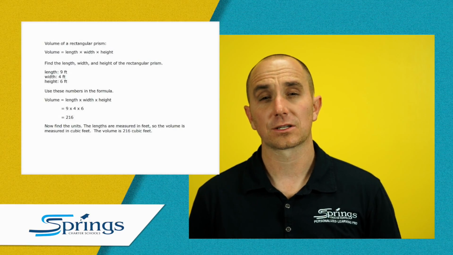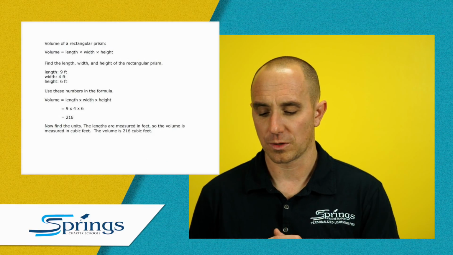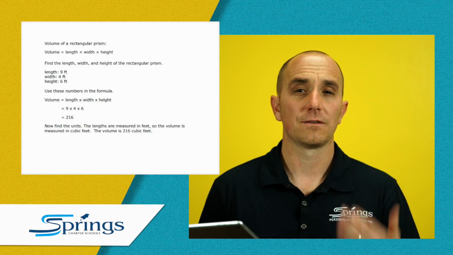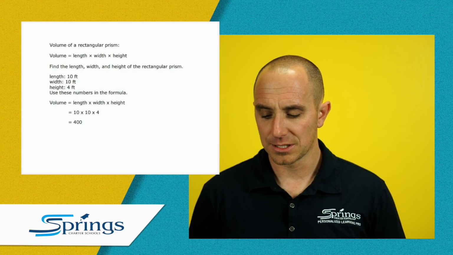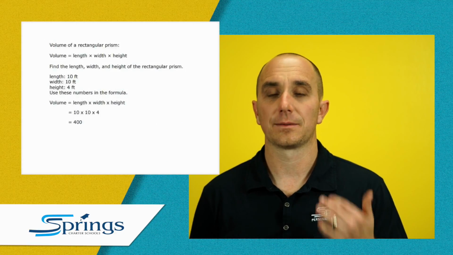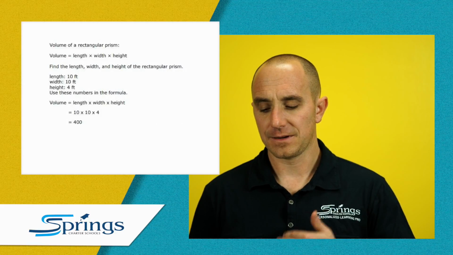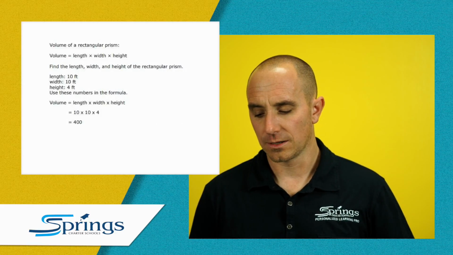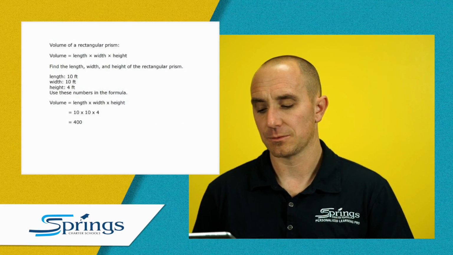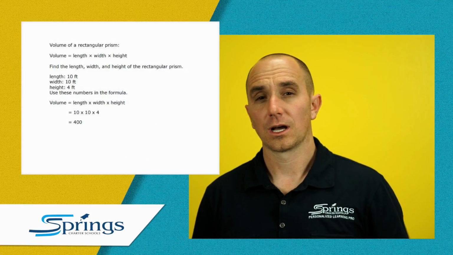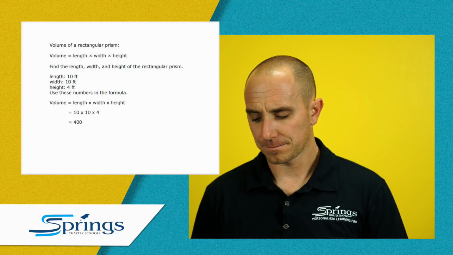So you multiply those together. 9 times 4 times 6, and you're getting 216. And then cubic feet or cubic centimeters or cubic whatever. In this instance, it's feet, so it's feet cubed or cubic feet. Okay, in this one, we have a rectangular prism, so we're still using length times width times height. And if you have 10 feet times 10 feet times 4 feet, well, 10 times 10 is 100, and 100 times 4 is 400. So in this case, it'd be 400 feet cubed or cubic feet.